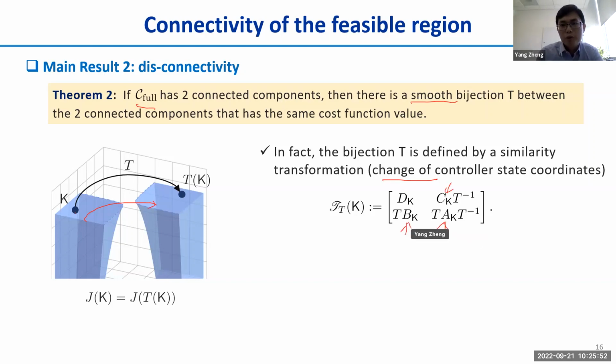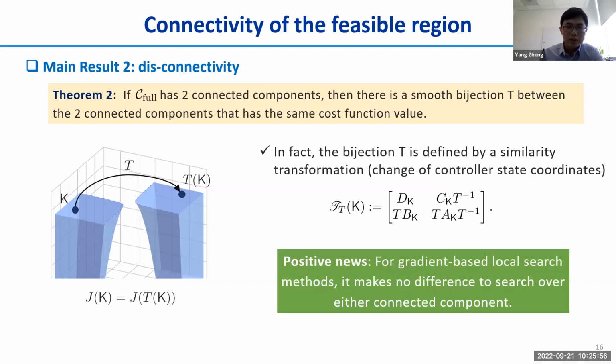But from an input-output perspective, they are the same. So basically, this is good news. For a gradient-based local search algorithm, it actually makes no difference whether you search over either connected component. So from the feasible region perspective, this is good. You can start from anywhere in the feasible region and just search, and it will not cost you anything in terms of cost performance.